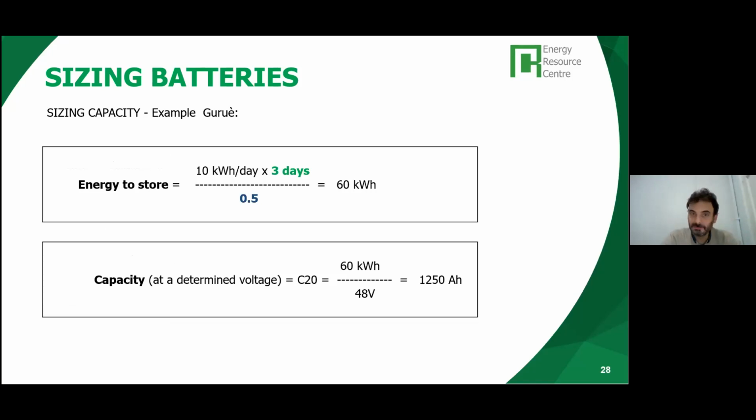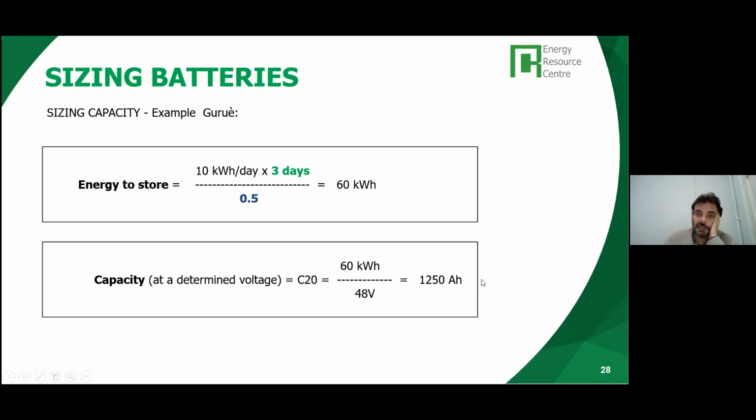Following our example from Gurue, where we want to consume 10 kilowatt hours a day. So this is an example of how to size a battery for Gurue. I'm using in this example 3 days of autonomy, considering that we want a battery that can store the energy for 3 days. It's a lead acid battery, so a maximum depth of discharge of 50%, okay? That will give us a reference for the energy to store of 60 kilowatt hours, okay?